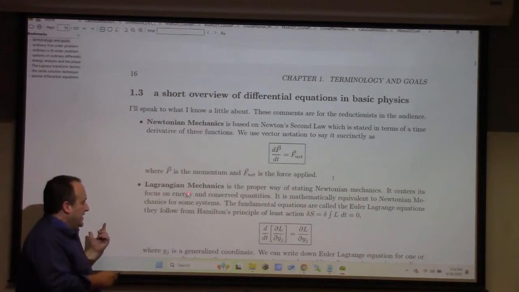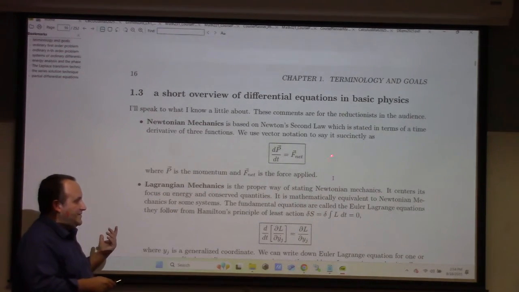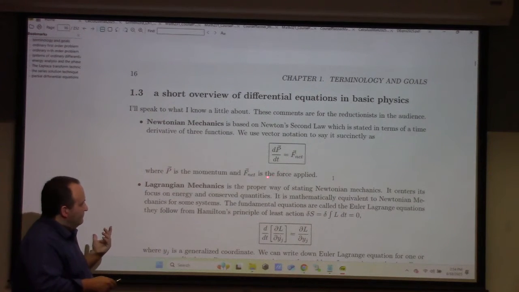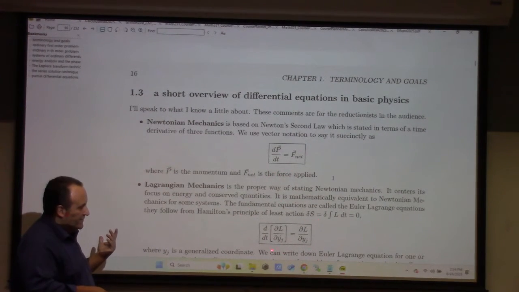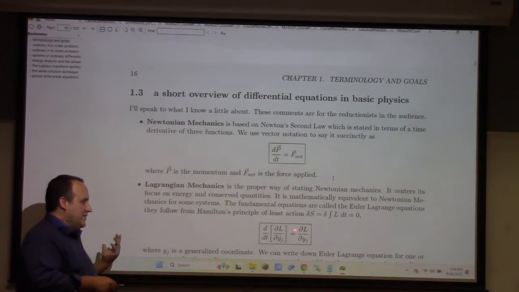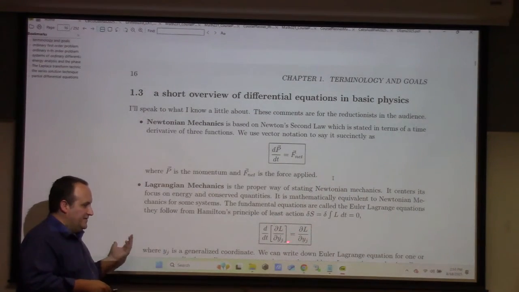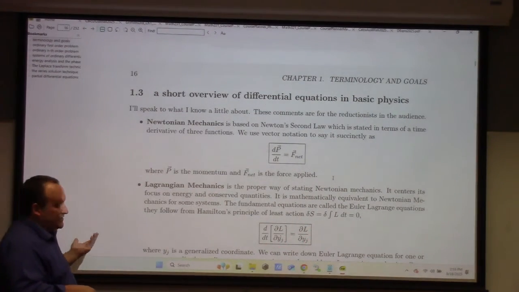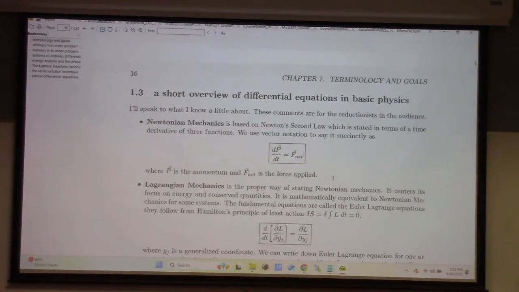If you study Lagrangian mechanics, which is how to do classical mechanics in a more beautiful way that naturally allows for generalized coordinate systems and such, you end up with, again, ODEs. They're ODEs that are based on certain partial derivatives of the Lagrangian with respect to the generalized coordinates, but still it's a system of ODEs.